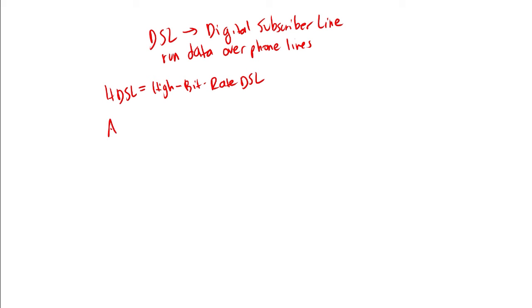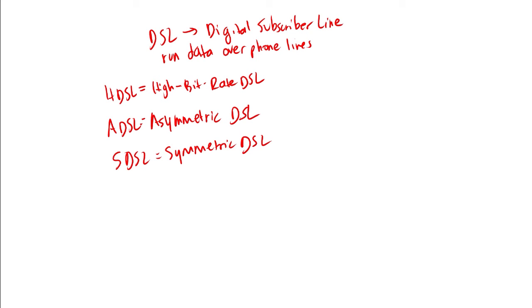And we also have ADSL, asymmetric, and we have SDSL, which is symmetric. So the difference, as we said earlier, between these two is that one has a time modulation and the other one doesn't.